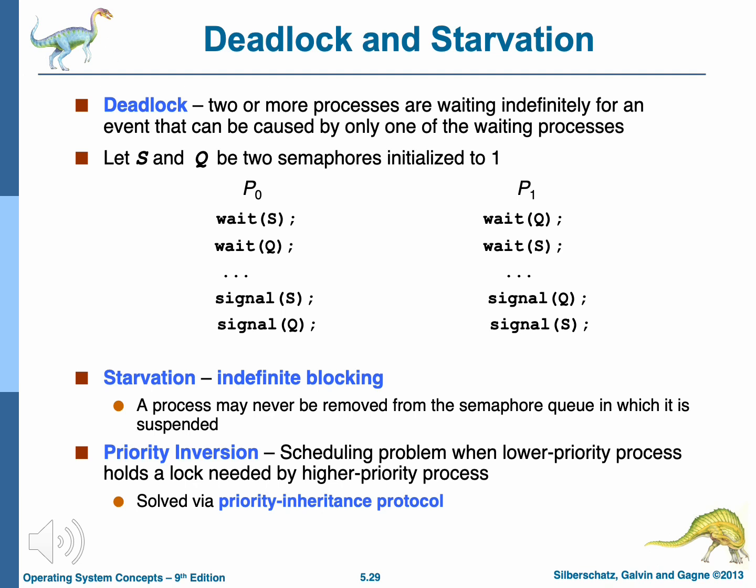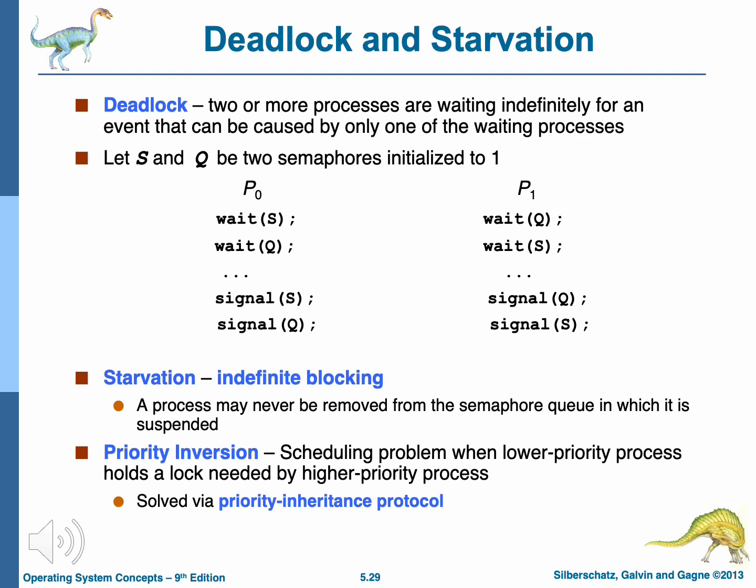Another problem related to deadlocks is indefinite blocking or starvation, a situation in which processes wait indefinitely within the semaphore. Indefinite blocking may occur if we remove processes from the list associated with a semaphore in LIFO, last in, first out order.